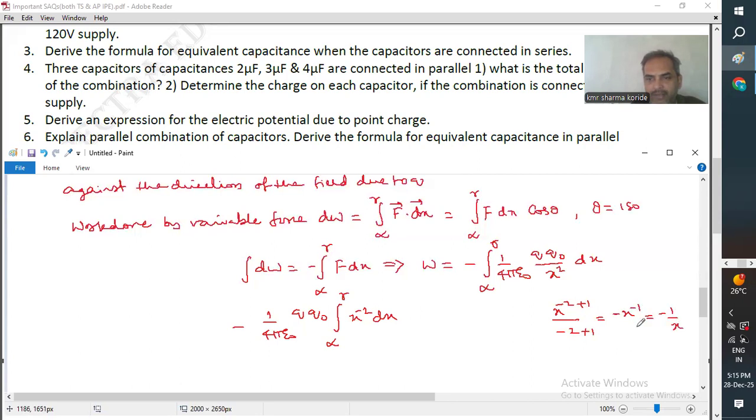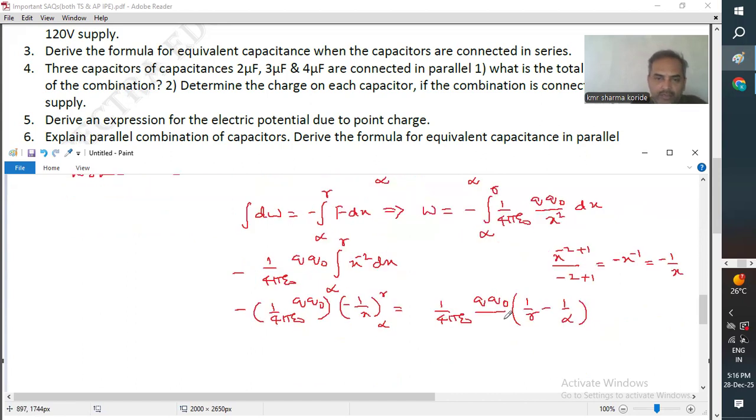So you'll get finally minus x to the power of -1, which is -1 by x. So there is minus here, 1 by 4 pi epsilon naught q q naught, and 1 by x here with limits and minus. Finally, 1 by 4 pi epsilon naught q q naught by x. If you apply limits, it will be 1 by r minus 1 by infinity. So this is going to be the expression for work done or energy stored: 1 by 4 pi epsilon naught q q naught by r.